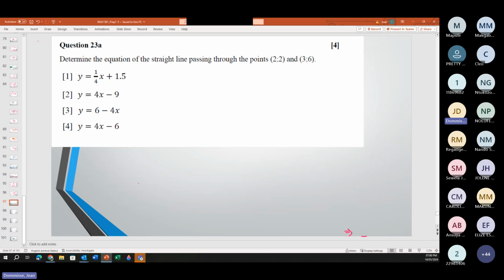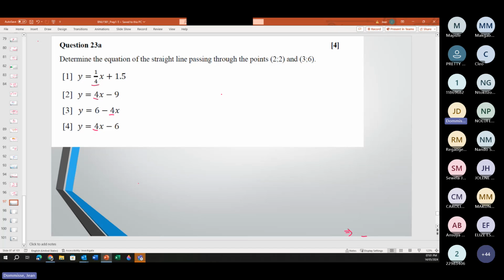Okay, so let's determine the equation that goes through this straight line. The first thing we want to work out is the slope. If we work out the slope, we will be able to say which one of these it might be.